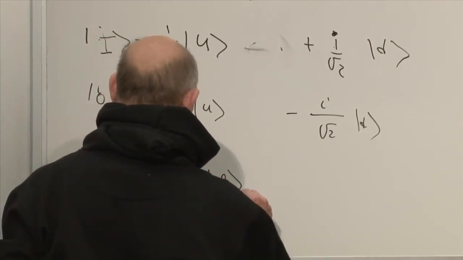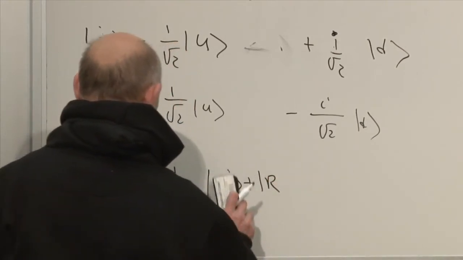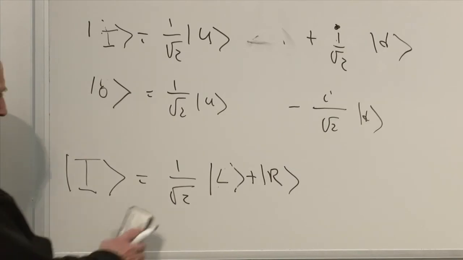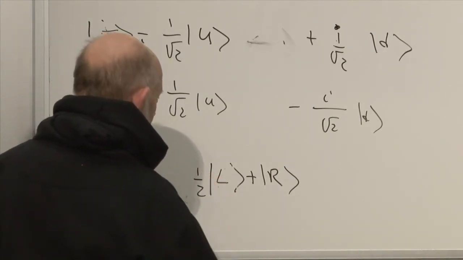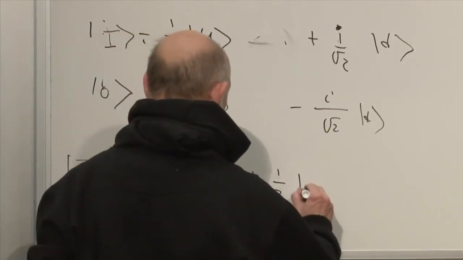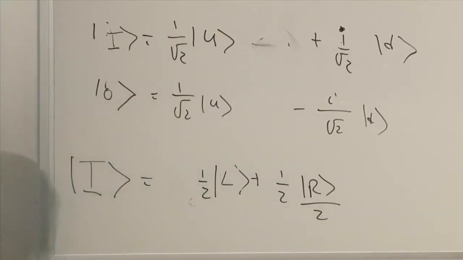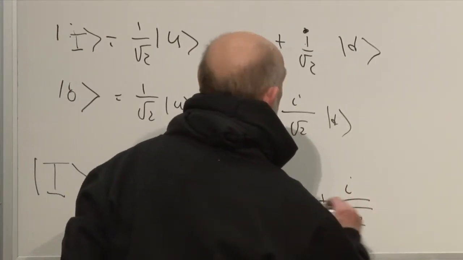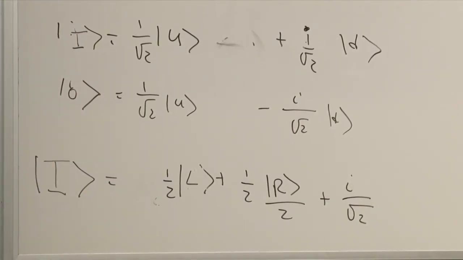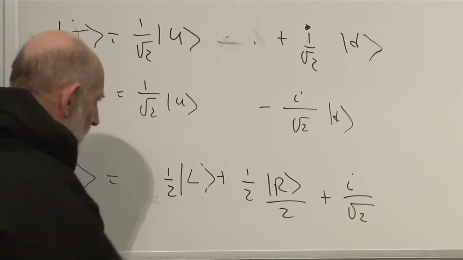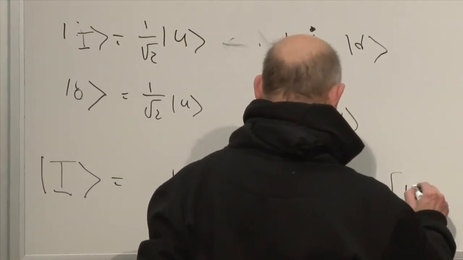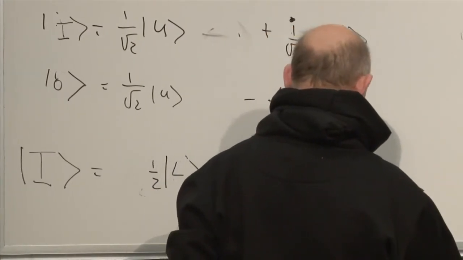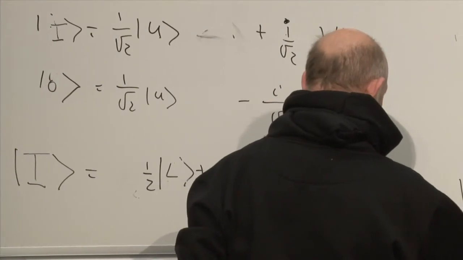Left plus right, but with another 1 over square root of 2. So that gives me a 1/2. That's left over 2 plus right over 2. That's scary. And then plus I over square root of 2 times down. Anybody remember what down was? Left minus right over the square root of 2. So that will give me I times left over another square root of 2, minus I times right over another square root of 2.